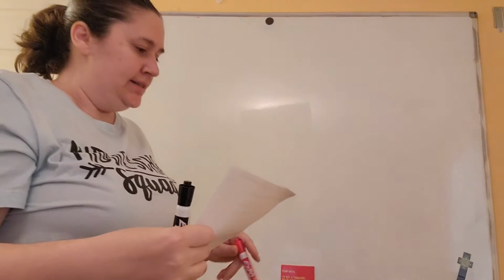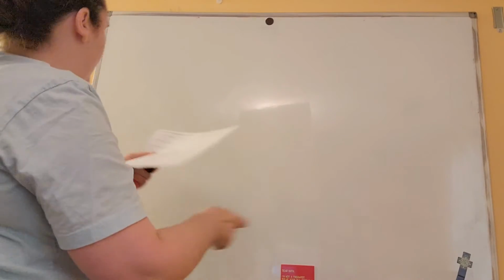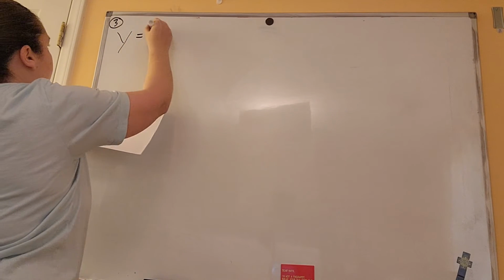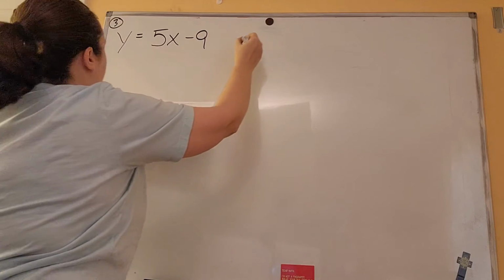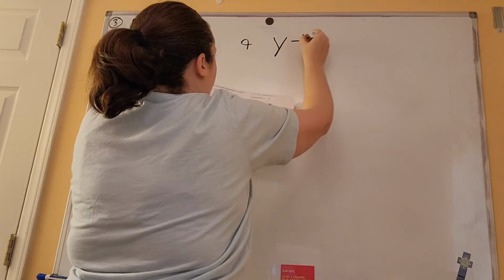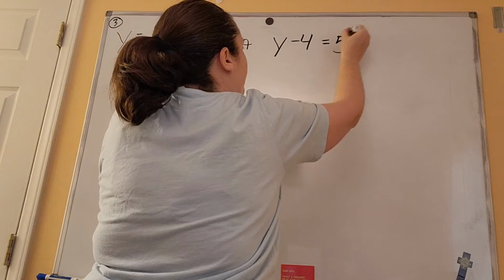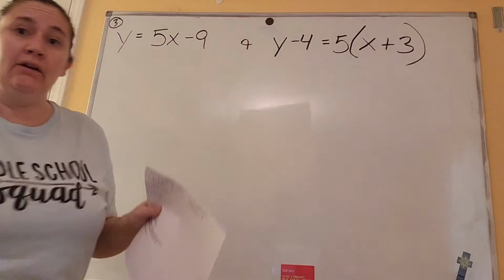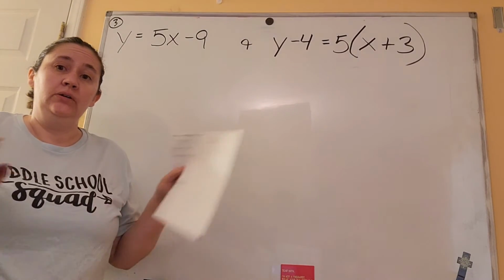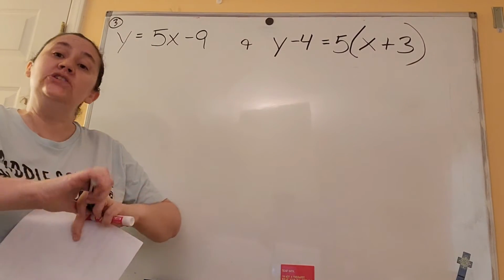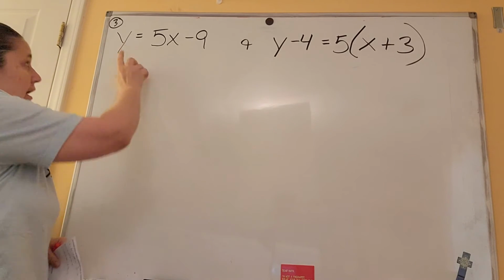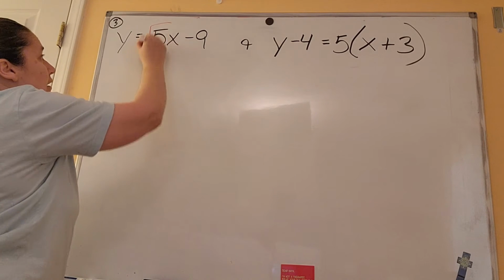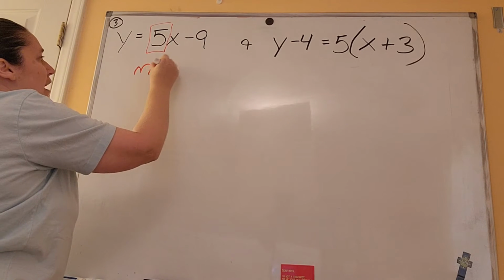Let's see, the next example is y equals 5x minus 9 and y minus 4 equals 5 times the quantity x plus 3. We have to figure out if these two lines are perpendicular, parallel, or neither. So we need to know the slope. This line says y equals, so the slope is whatever sits in front of x. The slope is 5.